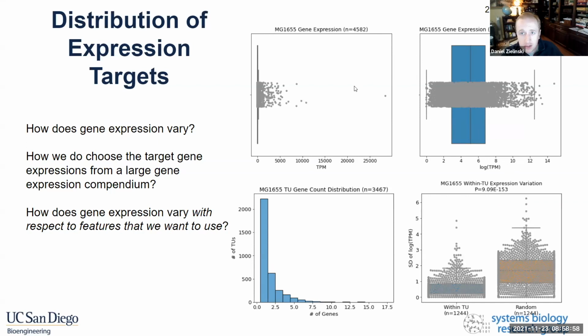And this is just what the expression distribution looks like, which I think is helpful, so you can understand what you're trying to train to and whether it has enough diversity to change.